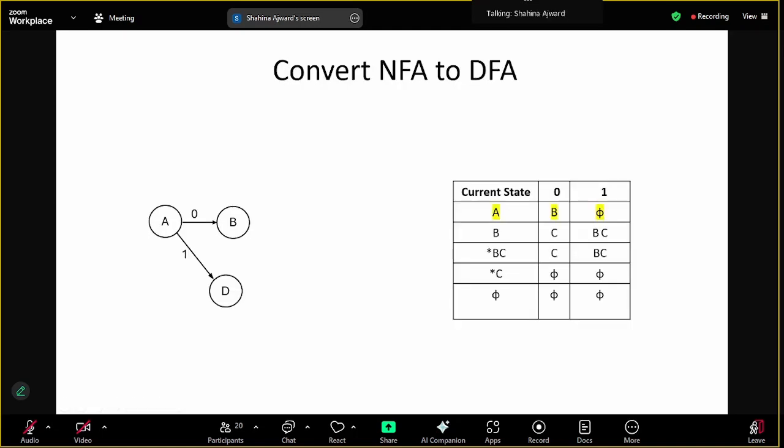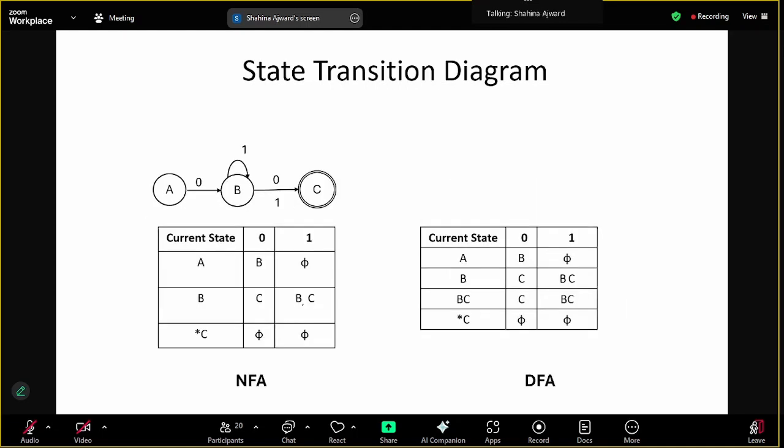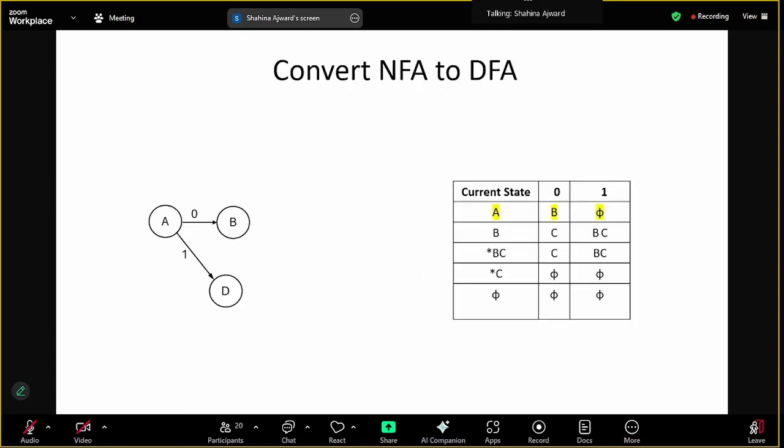Right. Now let's see how we can draw our DFA, the state transition diagram of the DFA, right? This diagram I have copied over here.